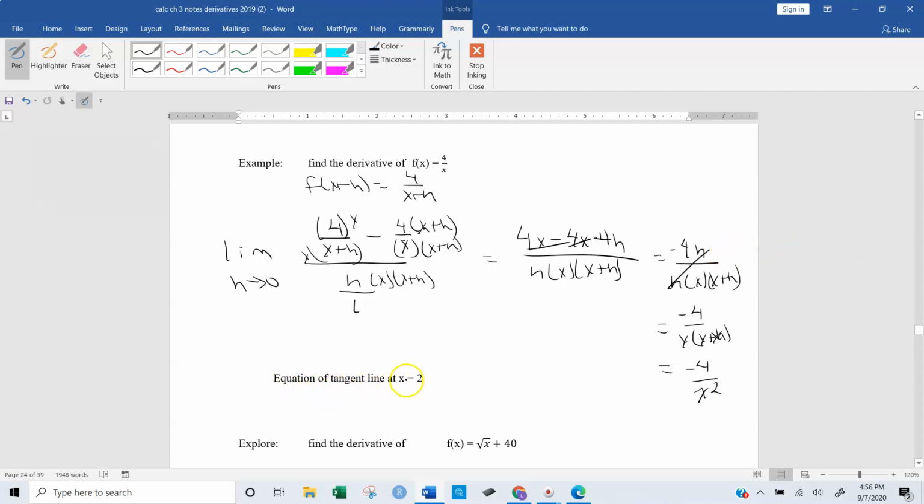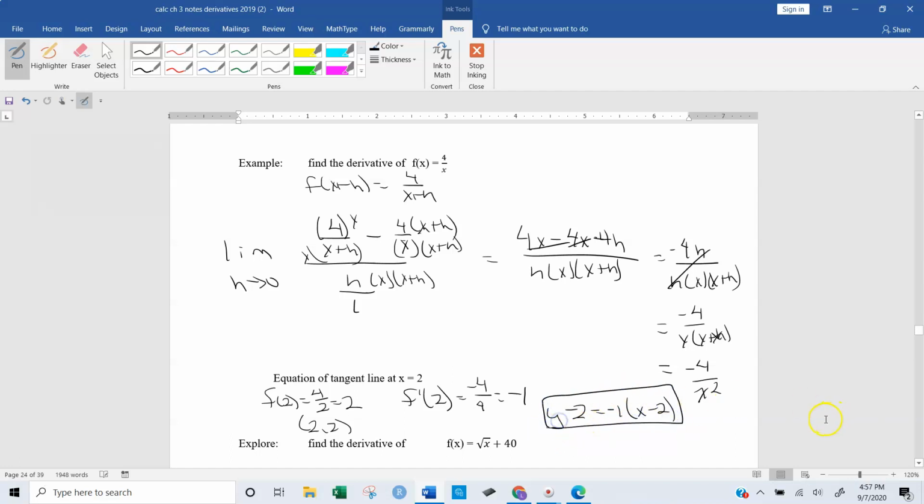So the equation of the tangent line at x equals 2. First we have to do the original. So f of 2 is going to equal 4 over 2, which equals 2. And then f prime of 2 is going to equal negative 4 over 2 squared, which is 4, which is going to be negative 1. So your equation of your line is going to be y, here's your point, 2 comma 2, don't forget, minus 2 is equal to negative 1 times x minus 2. Equation of your tangent.